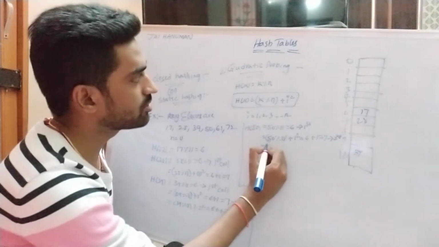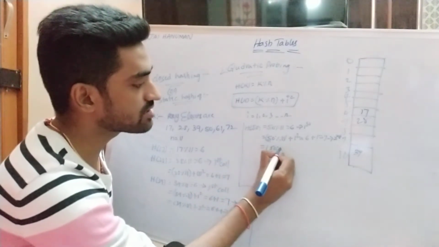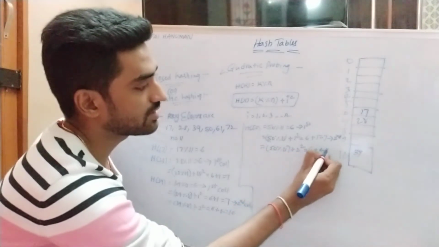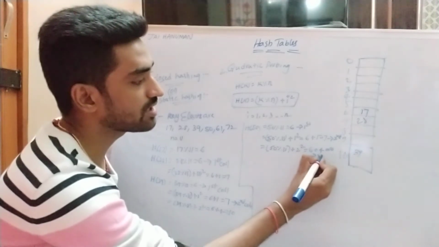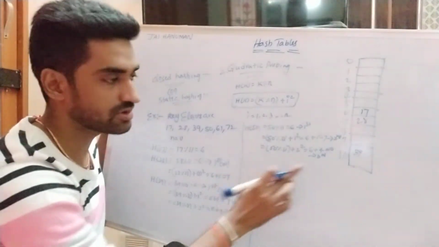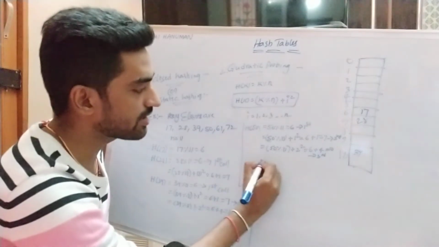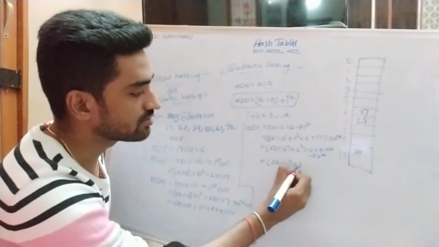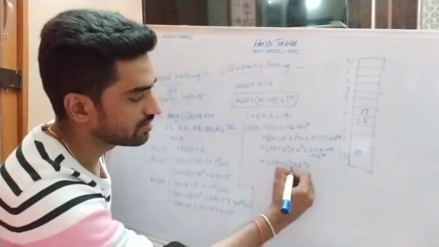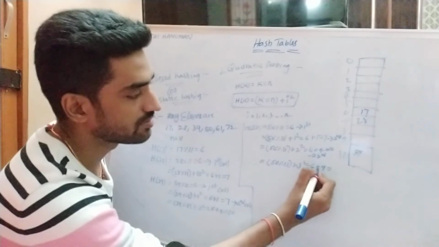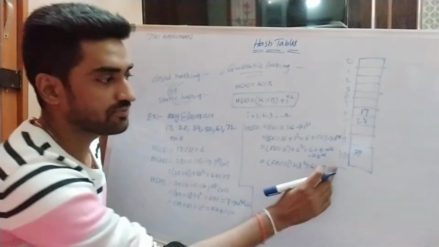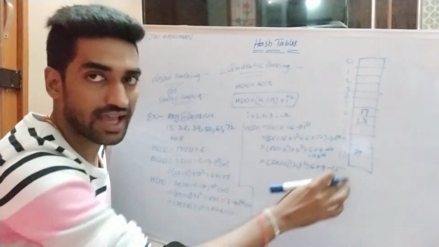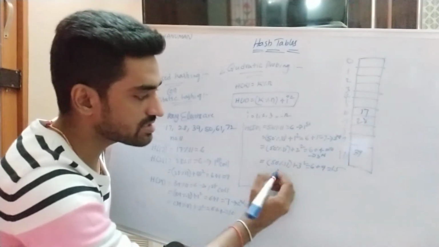Again we are applying quadratic probing. 50 modulo division of 11 plus 2 square. So 6 plus 4, 10. So third collision is occurred. Why? Because 10th position is not vacant position, already occupied by 39. Again we are applying quadratic probing. 50 modulo division of 11, 3 square, which is equivalent to 6 plus 9, 15. But 15th position is not present in the hash table.